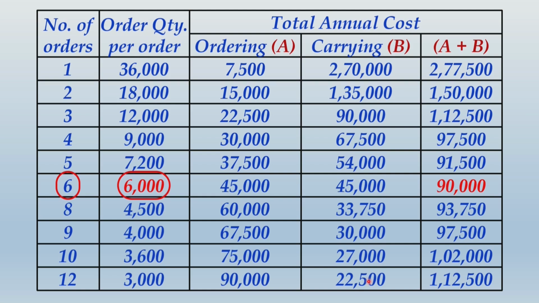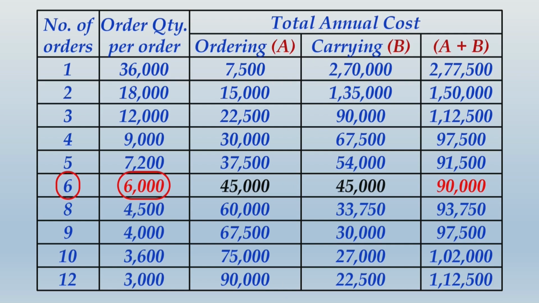That means if you plot these two components, ordering cost and carrying cost, on a graph, with the increase in the number of orders the ordering cost goes on increasing, giving an upward movement, and the carrying cost is declining, giving a downward movement. The point at which the ordering cost curve and the carrying cost curve intersect will be the point of equilibrium. Notice that at the point of intersection the cost exactly matches, and that is this level, 45,000 and 45,000. Look at all other components, everywhere else the cost has a mismatch.